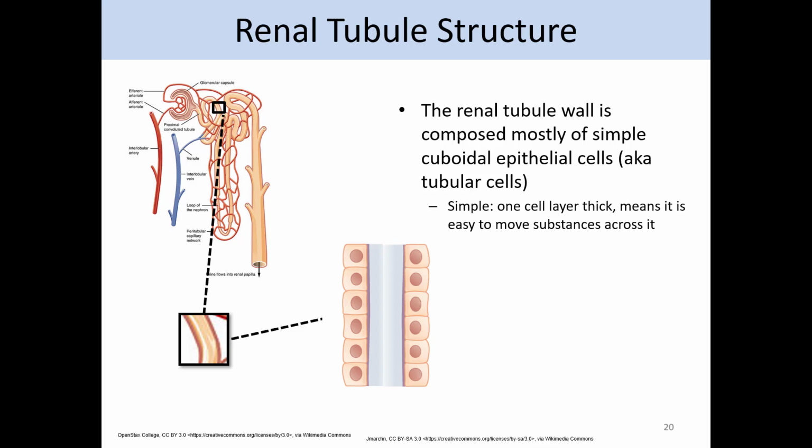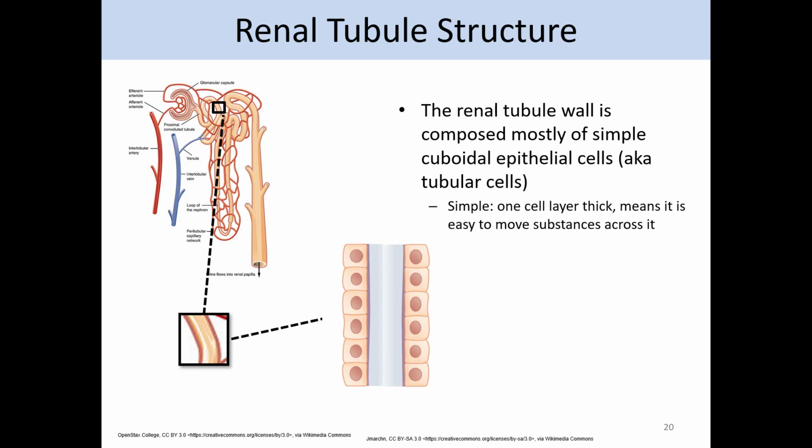Once the renal corpuscle has finished the process of filtration, the filtrate will now enter into the renal tubule. So we'll take a look at the renal tubule in this video. The renal tubule is a tube, right? So it has a wall, and the wall of this tube is composed mostly of simple cuboidal epithelial tissue. So it's one cell layer thick, which makes it easy to get things across, and they're cubed in shape.